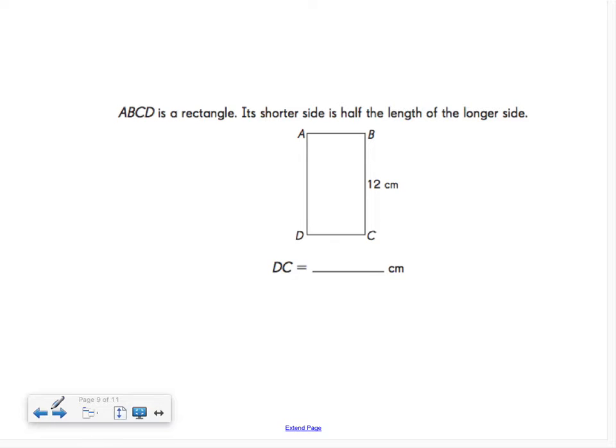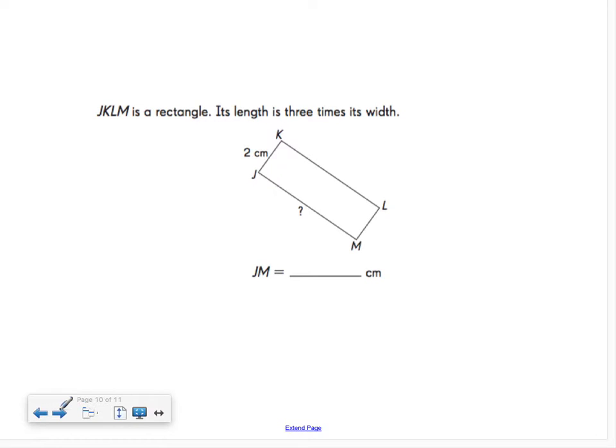Two more. ABCD is a rectangle. Its shorter side, so this looks like the shorter side, is half the length of the longer side. Well, if this is 12, half of 12, I'm thinking 12 divided by 2 is 6. So then DC must equal 6 centimeters. You have to be careful when you're reading that you're reading it correctly.